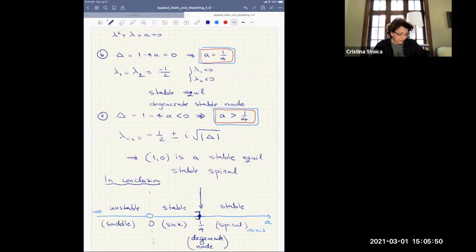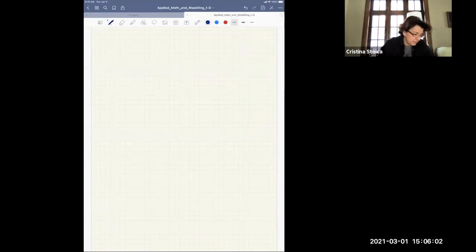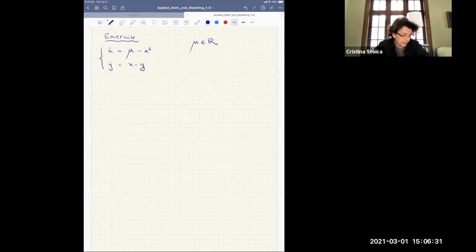Okay. So this being said, let's do another example, right? That's all we're doing today. Here I have another one with a parameter, which I will call mu this time, not a. So here's this exercise. The requirement is the same: discuss equilibria and their stability as the parameter changes. So here is this system: x dot is mu minus x squared, and y dot is x minus y, and mu is a real parameter.